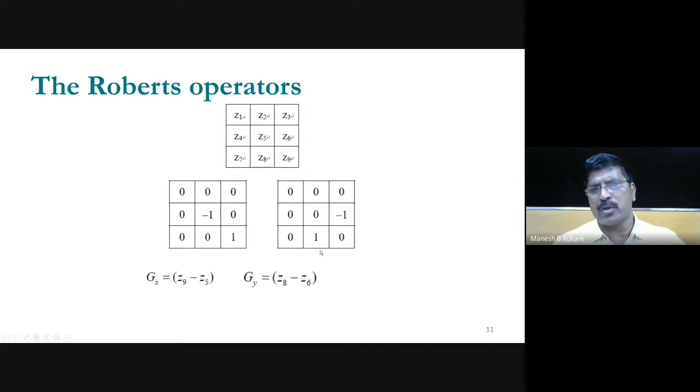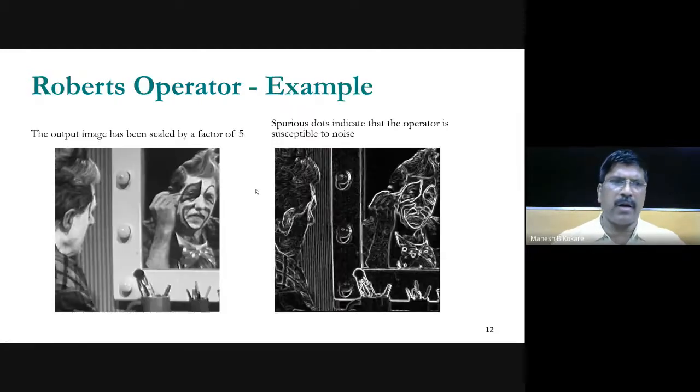So this is z8. So z8 minus z6 will be the value of g8, and z9 minus z5 will be the value of zx. So these are the coefficients of this mask of Roberts. And you can see the image when you apply it. You can check that one in MATLAB or OpenCV or in Python also.